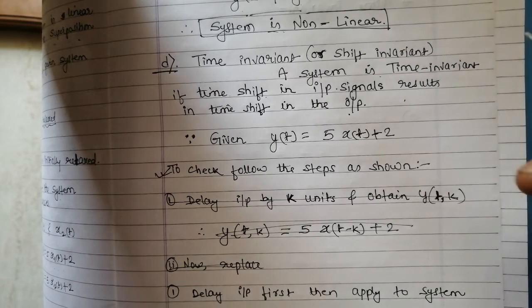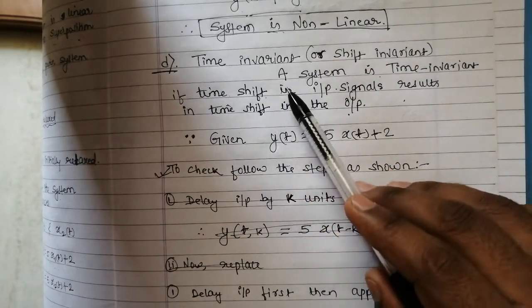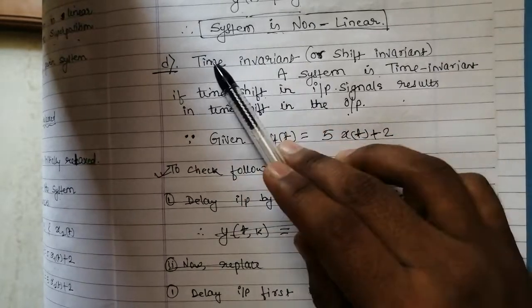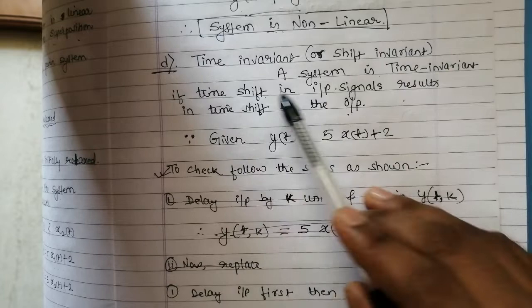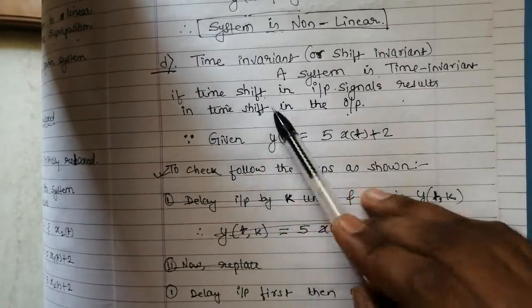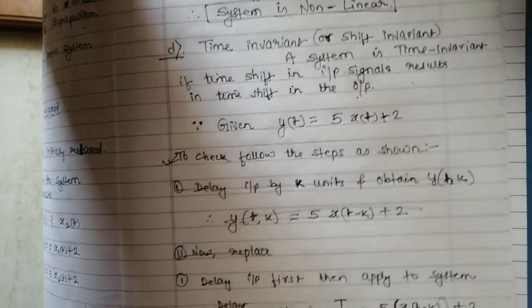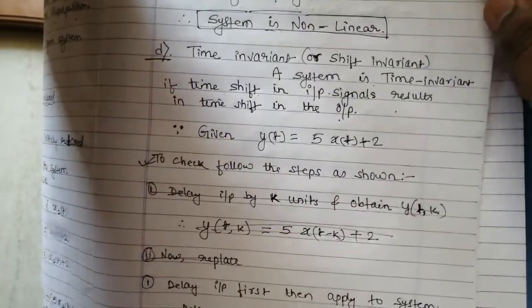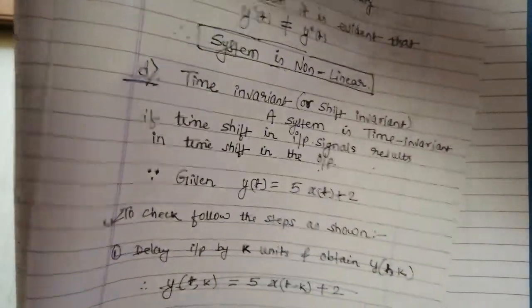So the first thing is clear here, that we have to keep one thing fixed. We have to remember what the definition of time invariant is. So to be time invariant, time shift in input signals results in time shift in the output. This will be more clear with the help of an example. Let us see what the steps to be followed are to check whether the given system is time invariant or variant.